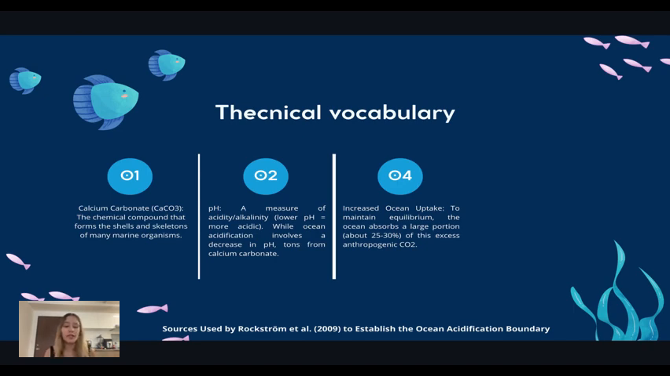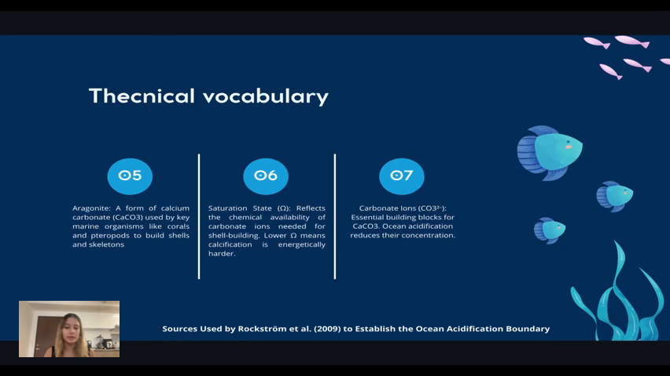First of all, calcium carbonate is the chemical compound that forms the shells and the skeletons for many organisms in the ocean. The second one, the pH, is a measure of acidity and alkalinity, and in the oceans, when the ocean suffers a modification, the pH decreases, which causes effects on the calcium carbonate. The third one is the increased ocean uptake, which helps maintain equilibrium, and the ocean absorbs a large percent of this excess in the atmosphere.